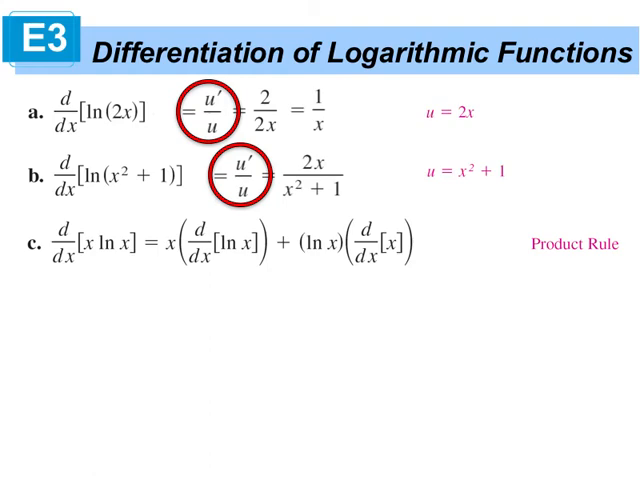First times the derivative of the second, plus the second times the derivative of the first. That's it. What's the derivative of the first? 1 over x. What's the derivative of x? 1. X times 1 over x is 1. Natural log of x times 1 is natural log of x. We're done.